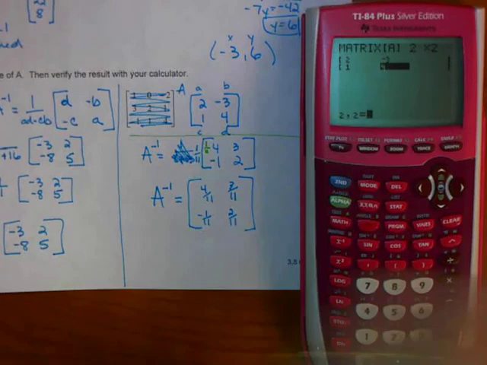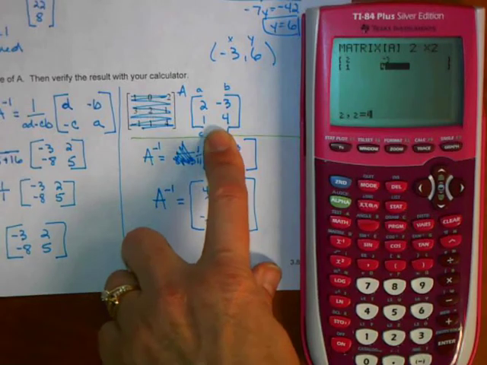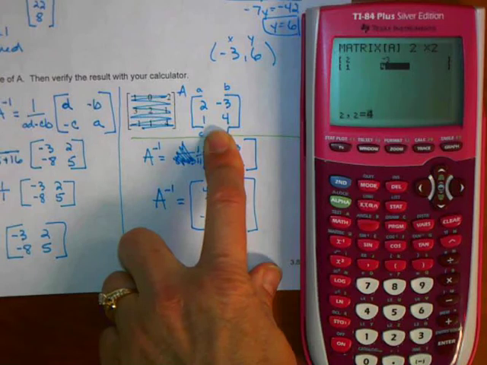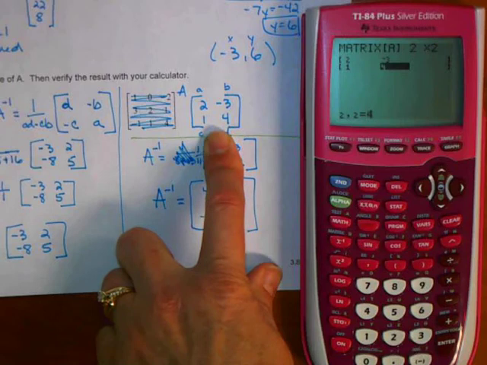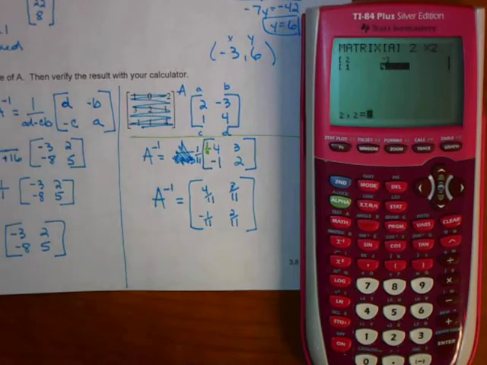I'm entering this one right here, 2 by 2. And then we're going to have the calculator find the inverse for us. I bet some of you know how to do it already. My letter was A. Can I get out of this screen now?